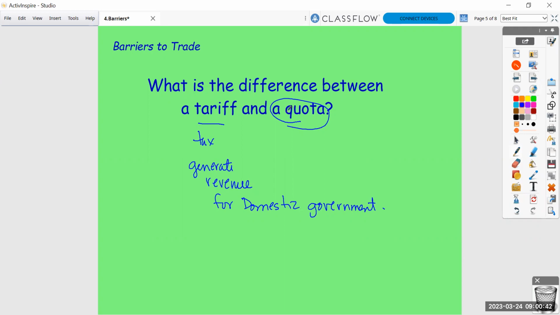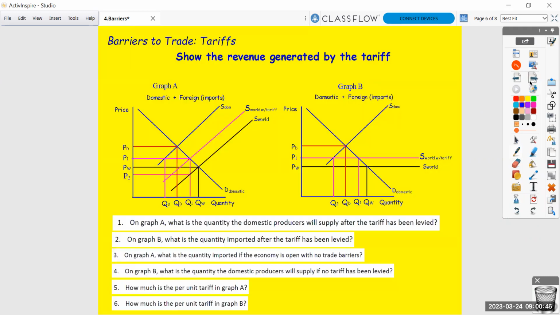Now, that's really the only difference, because when you look at the graph, it's going to look almost exactly the same. Look at graph A. I'm going to be honest with you guys. Graph A, I just cut and pasted from my quota graph and I changed it to world with tariff. It looks exactly the same. The only difference is we are now going to be able to show a tariff. We're going to be able to find this tax.